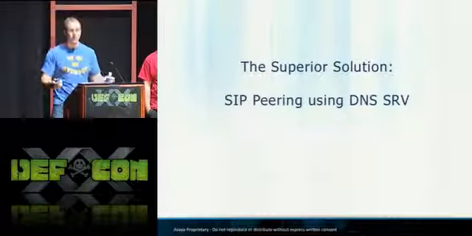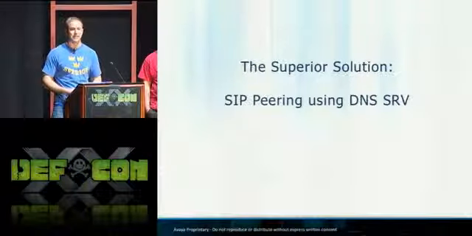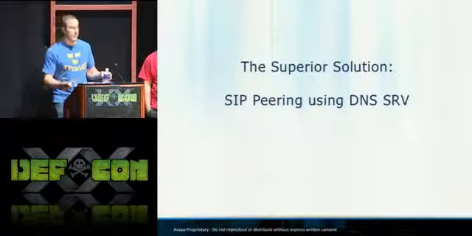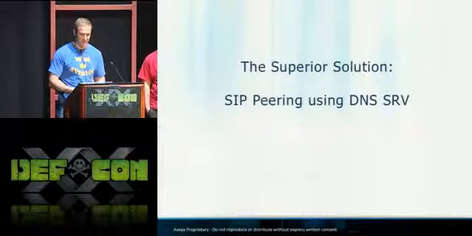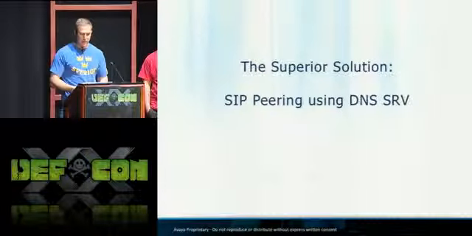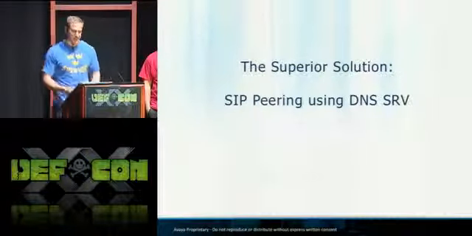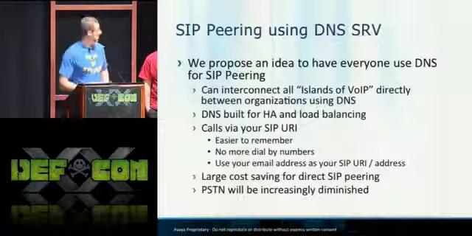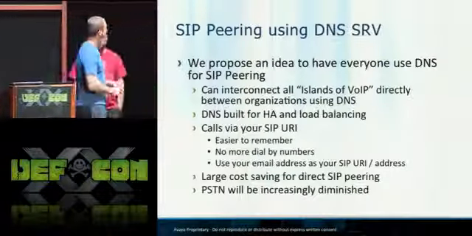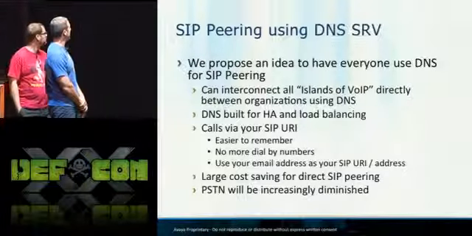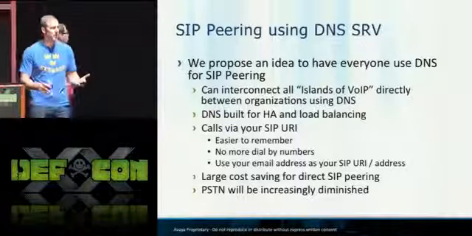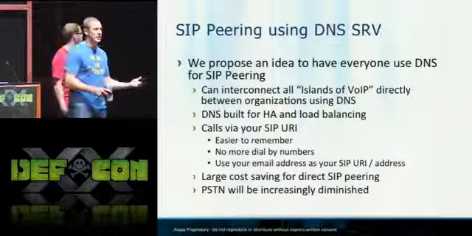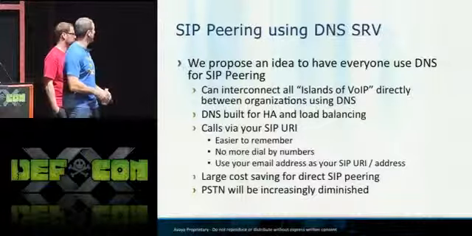So the superior solution is SIP peering using DNS SRV. If you've read this abstract, everything that we're talking about here is in this abstract. We're just going to be filling in some details. We dial by name and SIP address. We peer directly using SIP DNS SRV routing. This is how it works here. We can interconnect all the islands of VoIP directly using DNS. DNS is built for high availability and load balancing. It's already supported. It's a resilient protocol that's lasted for a very long time.